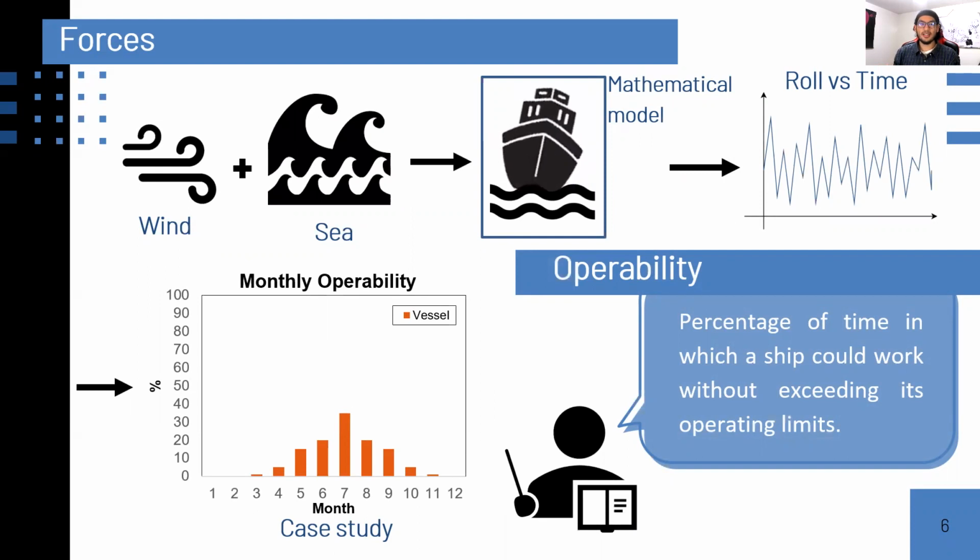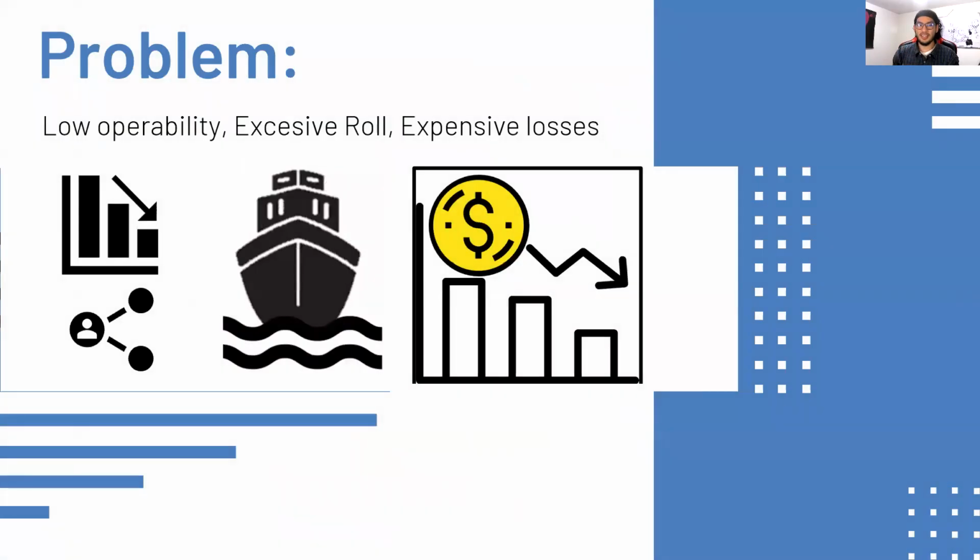That is nothing more than the average percentage of time in which a ship could work without exceeding its operating limits. Operability is 0% in certain months, such as January and February, making it useless, and just 20% in May and September. The problem lies right here. Renting a huge crane vessel can cost more than $100,000 per day, and it takes almost 2 months to finish a project that could have been done in a week if the crane had worked full time. That means savings of 80% in operation cost.